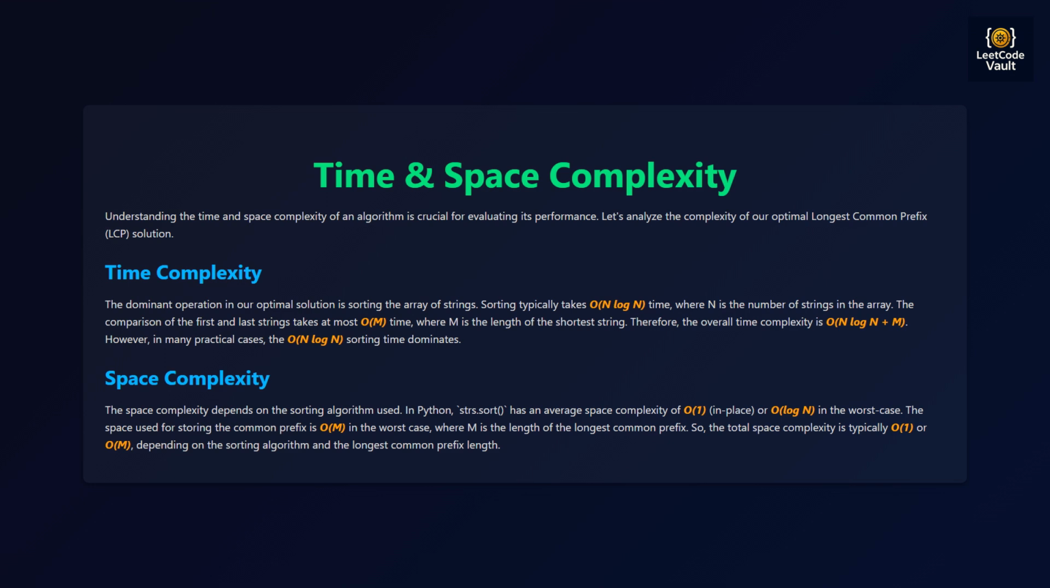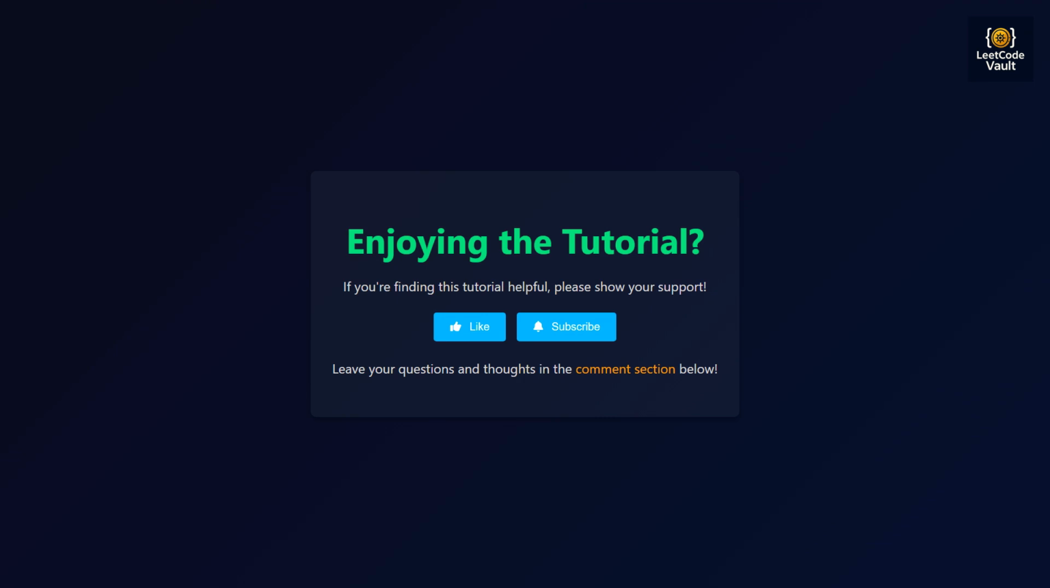Time and space complexity. Let's analyze the time and space complexity of our optimized solution. The time complexity is O(m times n), where m is the length of the shortest string in the array and n is the number of strings. In the worst case, we might iterate through each character of the shortest string for each string in the array. Space complexity is O(1) because we're only using a few variables to store the common prefix. We're not creating any large data structures that grow proportionally to the input size.